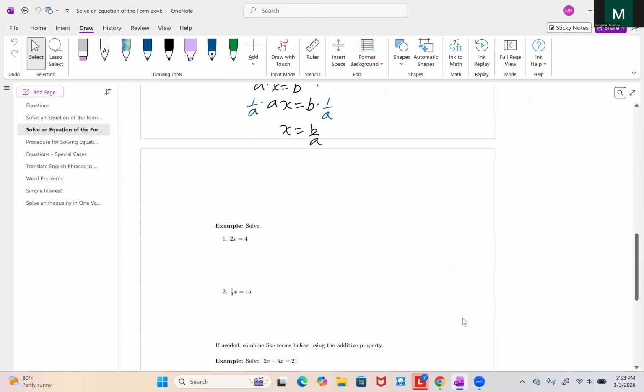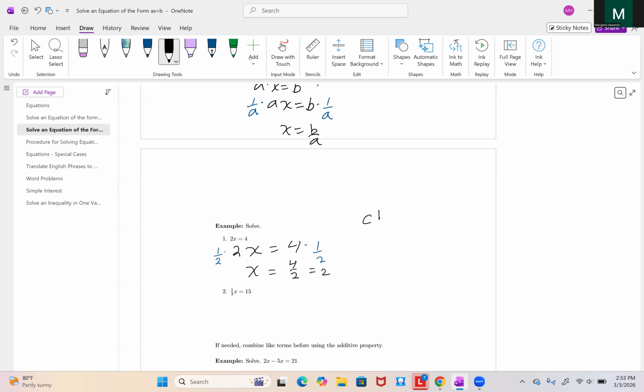Let's solve. Example: 2x = 4. So we multiply both sides of the equal sign by the multiplicative inverse of 2, which is 1 over 2. A number, when multiplied by its multiplicative inverse, equals 1. So we have 1x, we just write it as x, is equal to 4 times 1 over 2, which is 4 over 2, which is equal to 2. So x is equal to 2.